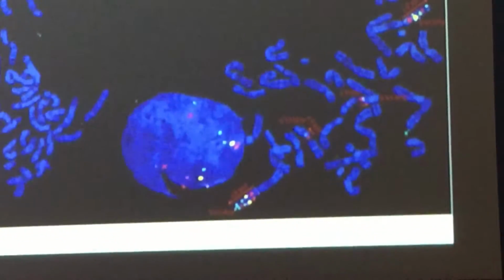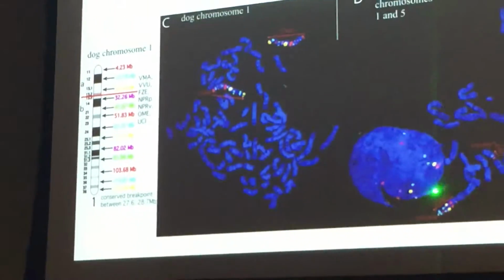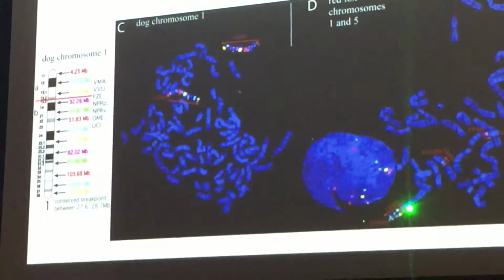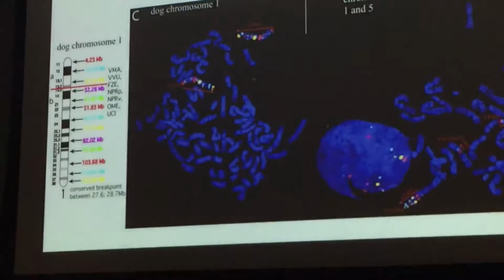And so what I can do is, by referring back to this chromosome panel, determine where this break in synteny lies. So it's between the yellow and the purple. So going back over here, you can see that the breakpoint lies between those two probes.